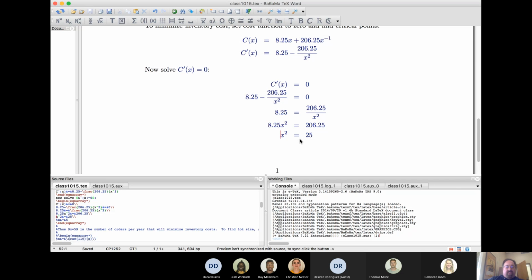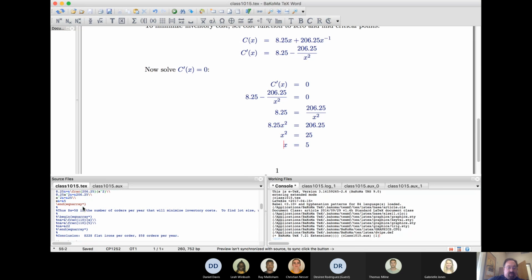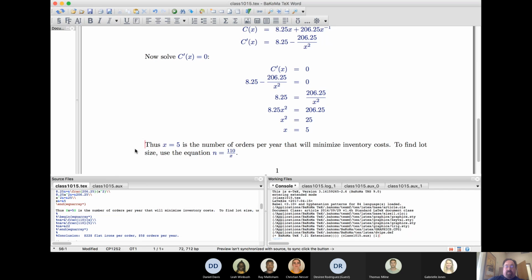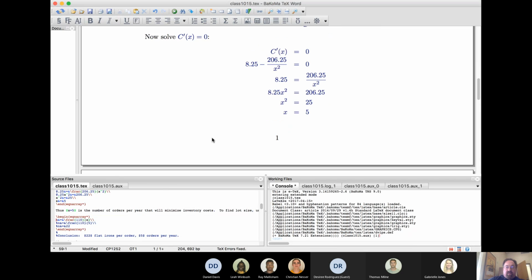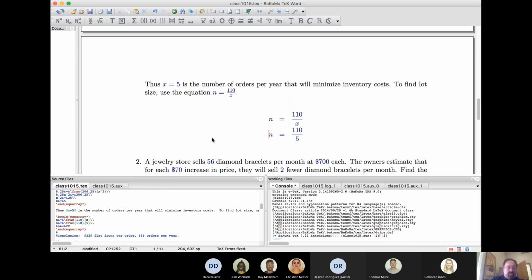Of course, we're only interested in the positive square root because obviously we're not going to place a negative number of orders. So this is our one and only critical point of relevance, and that is x is equal to 5. So what this says is we are placing 5 orders per year. So we have that part. Then we just substitute that in here. So take 110 over that, and that will give us the number of items we'll order at one time. So we just fill in x equals 5 there, and that works out nicely to 22.